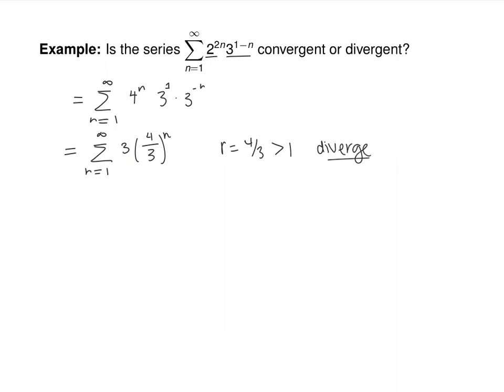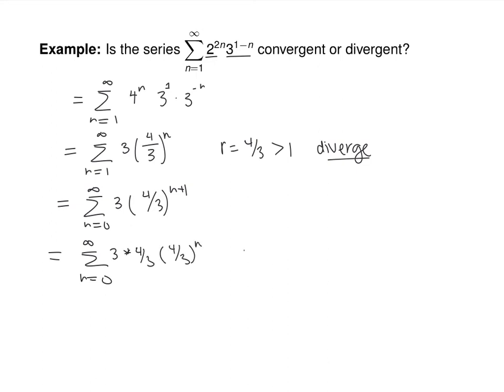But let's just practice re-indexing because it's good to know how to do it. So sum from 0 to infinity, 3 times 4/3 to the n plus 1. And that's the same thing as the sum from 0 to infinity, 3 times 4/3 times 4/3 to the n. So this is a geometric series with a equal to 4 and r equal to 4/3. And as r is bigger than 1, this series diverges.